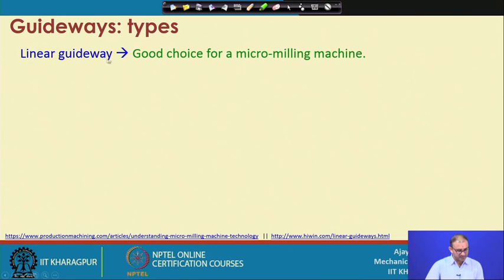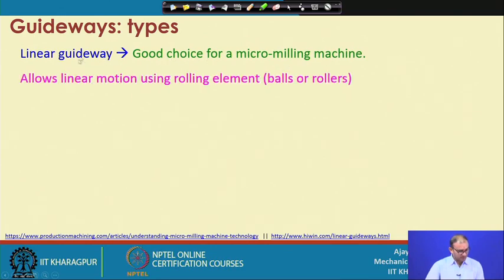Another one is the linear guideway. It is a good choice for micro milling machines. How this happens is that it allows linear motion using the roller element or the ball and roller.